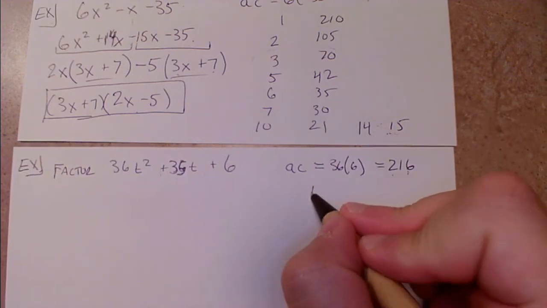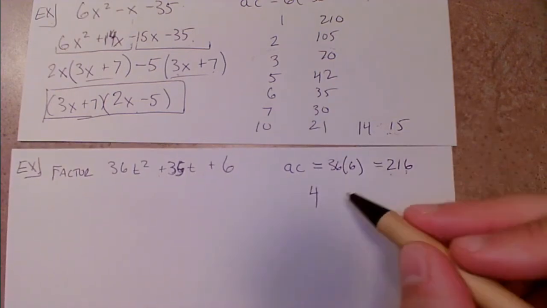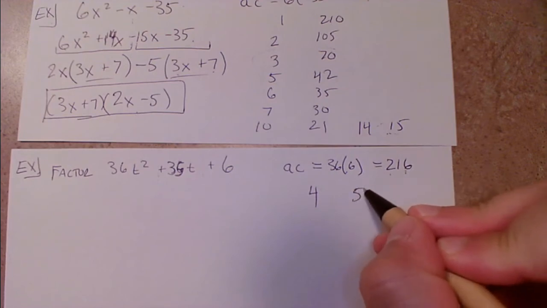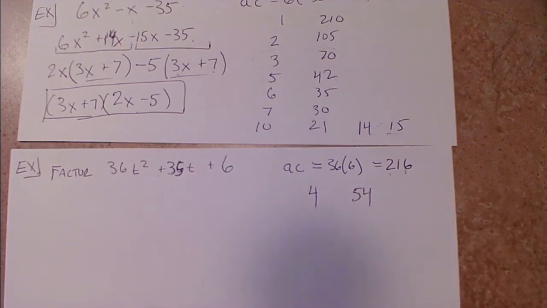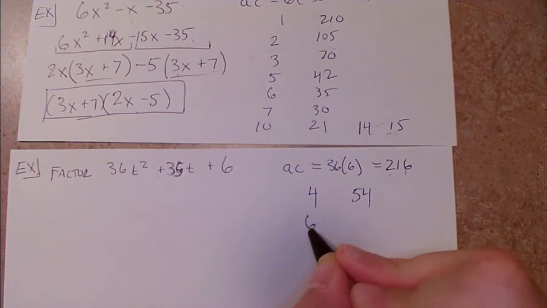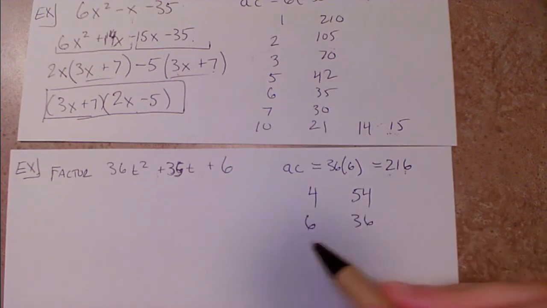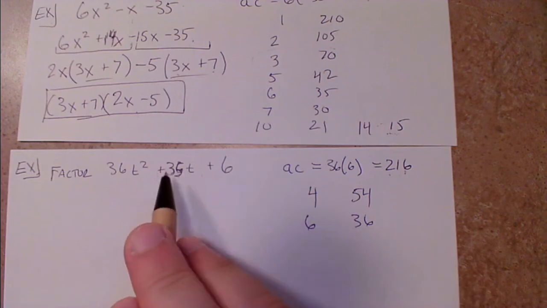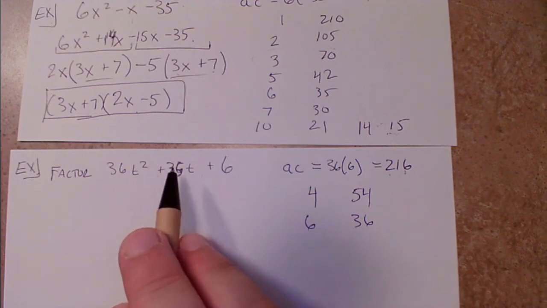Like let's do 4. All right. 4 goes into 216 54 times. Now when I add these together, I get 58. All right. So that didn't work. But we didn't really have to waste time doing the 1 and the 2. Actually, 3 goes into there as well, but we're getting closer. All right. So 6 and 36. These add up to give me 42. It's not 35, but I'm getting closer.